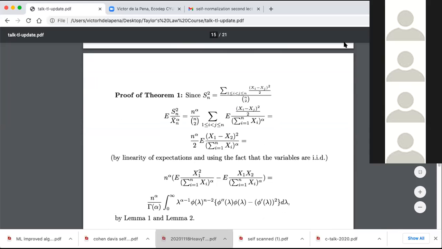And that's equal to, by using lemma 1 and lemma 2, n to the alpha over gamma of alpha times the integral from 0 to infinity of lambda to the alpha minus 1, the Laplace transform to the n minus 1, times the Laplace transform of lambda, phi of lambda, minus phi prime of lambda, squared, d lambda. So this ends the proof of the result. So now I go to applications of this result.